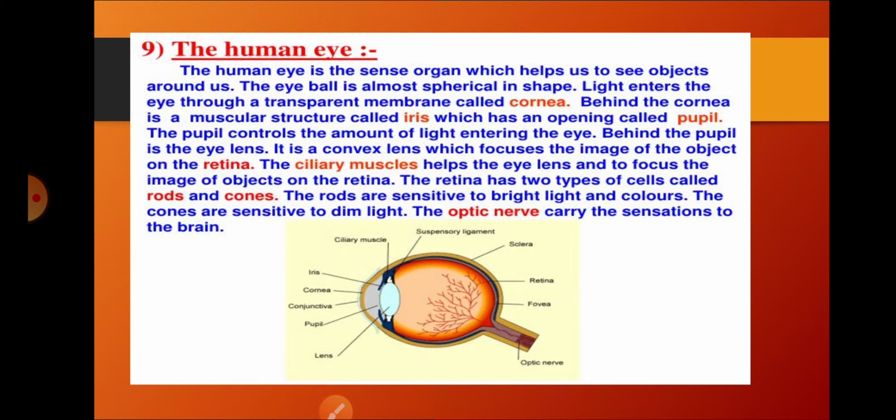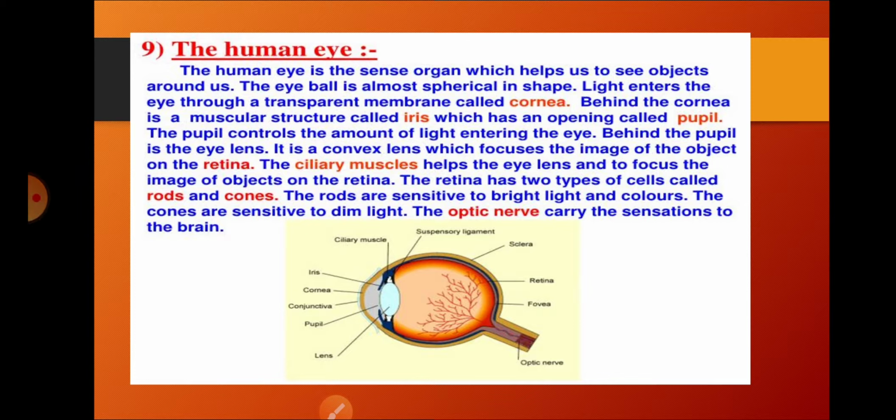Behind the pupil is the eye lens. It is a convex lens which focuses the images of the object on the retina. The ciliary muscles help the eye lens to focus the images of the object on the retina. The retina has two types of cells called rods and cones. The rods are sensitive to bright light and colors. The cones are sensitive to dim light. The optic nerves carry this sensation to the brain.